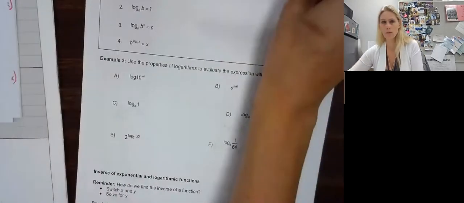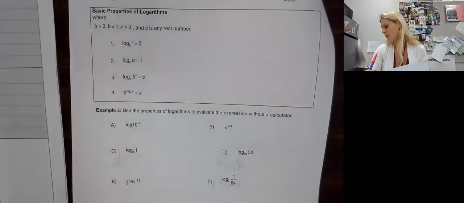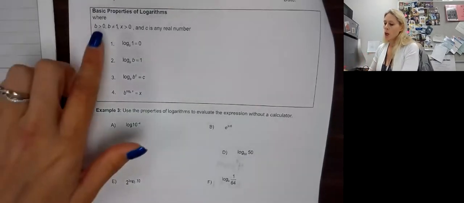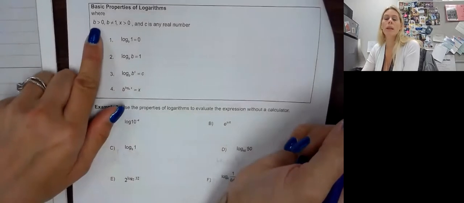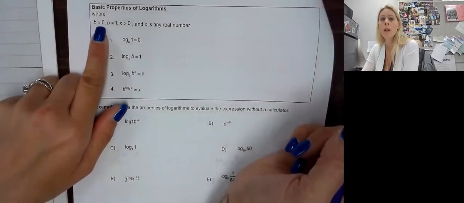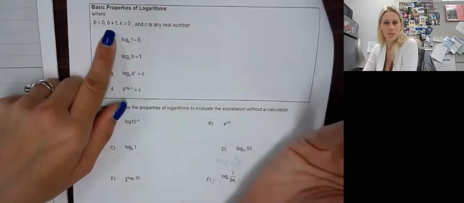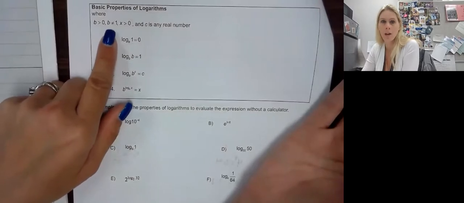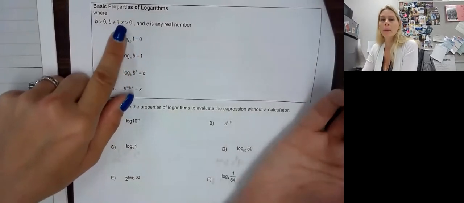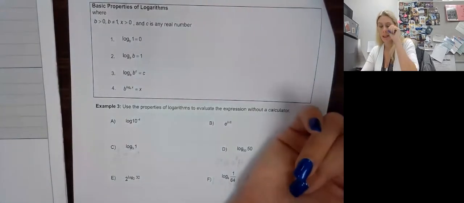All right, we're going to go over some basic properties today, and I'm going to add 2 of them. So first of all, we want to make sure the b has to be greater than 0, otherwise we're dealing with a whole different function. B cannot be 1 because 1 times 1 times 1 times 1, right? It's repetitive and it's only itself. And x has to be greater than 0. And c can be any number, okay?